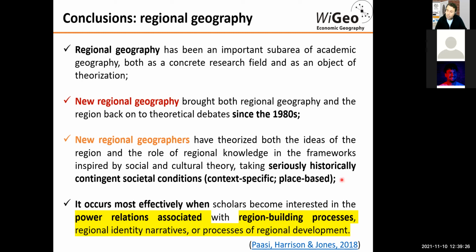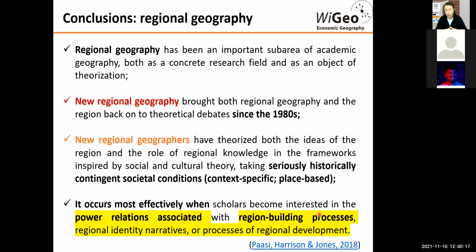They start becoming more concerned about the importance of understanding history and the social conditions that are contingent, which means that they are place-based, meaning the geographical context truly impacts also how society behaves in this specific geographical domain. Then concepts or approaches such as context specific place-based policies also start being part of the lexicon of regional geographers. And also very important, and to me a fundamental aspect of my research, is understanding the power relations associated with these regional building processes.